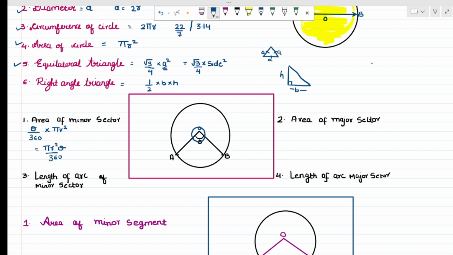How does it form? We need to know this angle. The whole angle of a circle gives us 360, so divide your angle by 360 times the whole area of a circle. What does the area of a circle mean? It's pi r squared. So the area of minor sector is equal to pi r square theta upon 360.